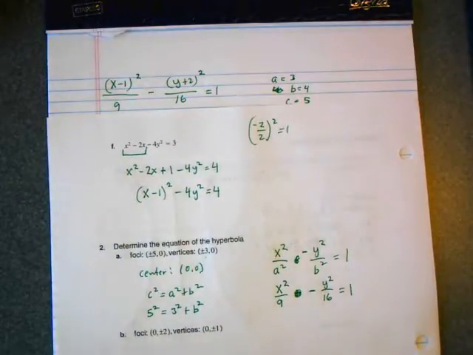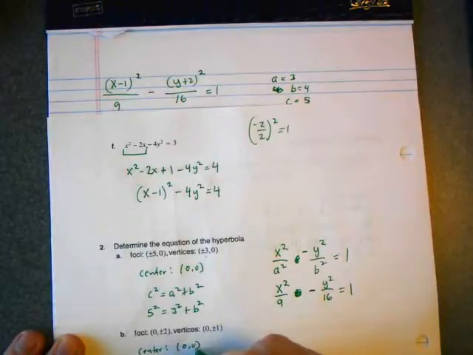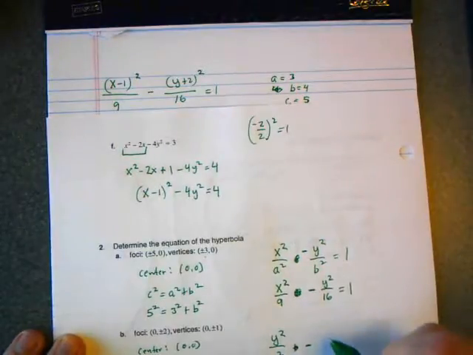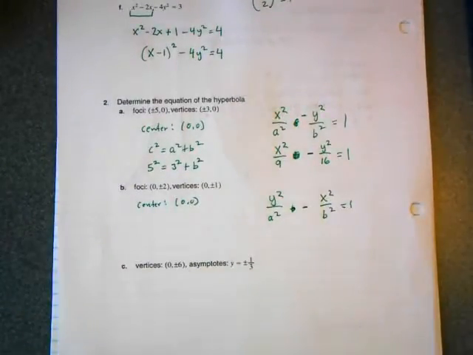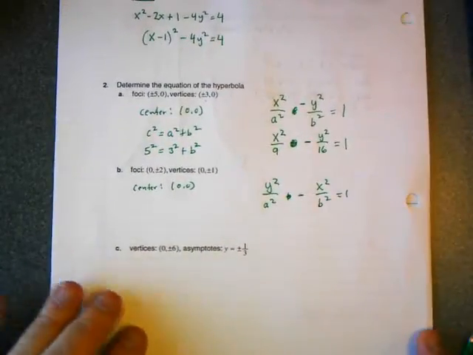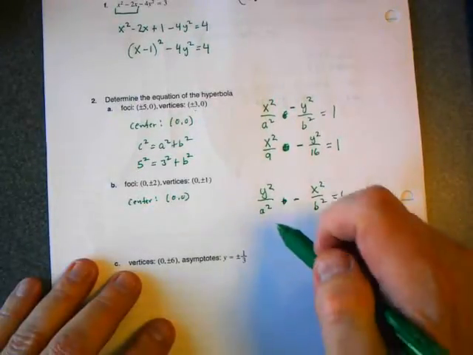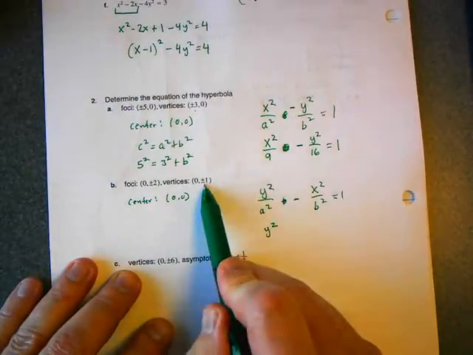Next one. Also center at the origin. What's the only difference with this one? It's going up and down, so it's y squared over a squared minus, I want to do plus, x squared over b squared equals 1. I can move it up so you can see what I'm writing, sure. That always helps. A number this time. A number is 1.